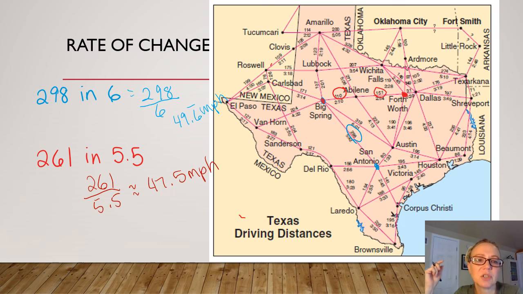Oh, I forgot to mention, Luann's distance, of course, is the sum of the distance from Fort Worth to Abilene and from Abilene to Big Spring. So 151 plus 110 is where I got my 261.